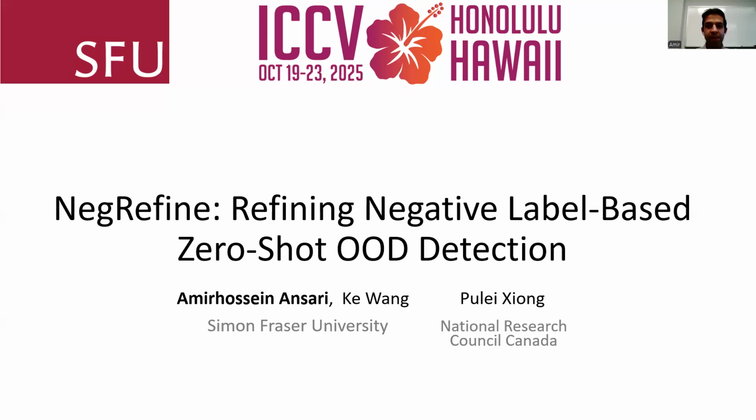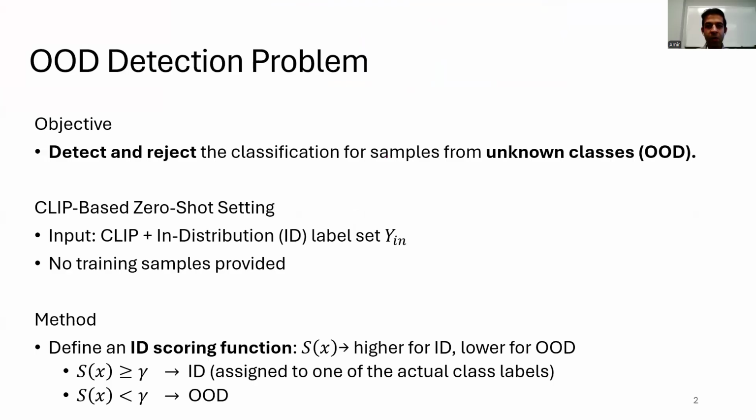Hello everyone, my name is Amir and I'm excited to present our work titled NegRefine, Refining Negative Label-Based Zero-Shot OOD Detection. The goal of out-of-distribution detection is to identify inputs that come from unknown categories so that the model doesn't incorrectly classify them as one of the in-distribution classes.